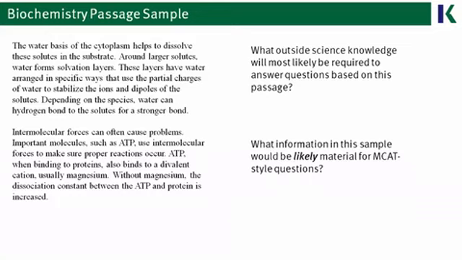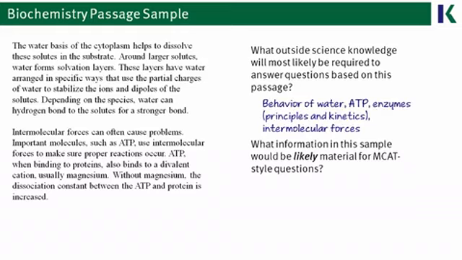Back from the last learning goal, we thought this was going to be about the cytoplasm and intermolecular forces and ATP and enzyme kinetics, and sure enough, that is exactly what kind of outside science knowledge we are going to need for this. And you might be thinking, well, wait a second, how do I know what knowledge I need to answer the questions if the questions aren't being shown to me? But this is the key about MCAT science passages. The MCAT makes them very similarly every single time.